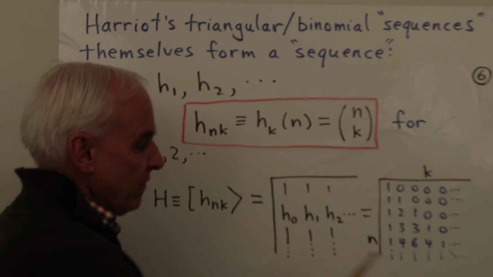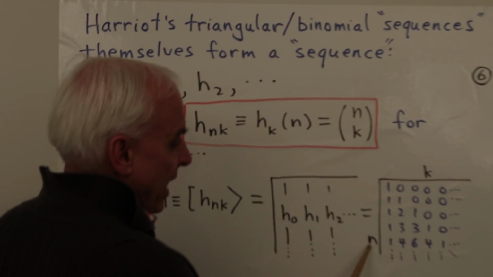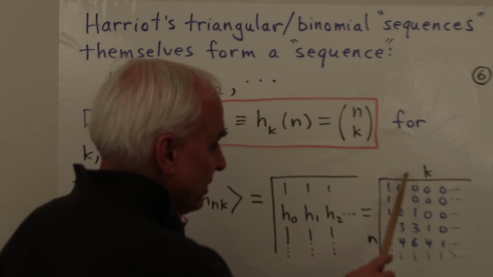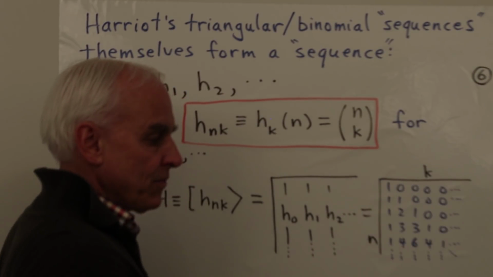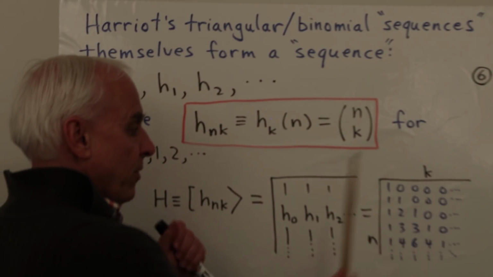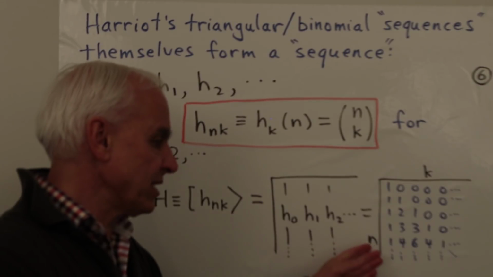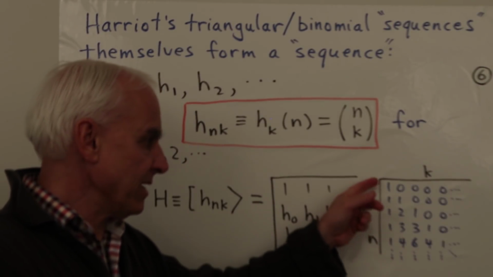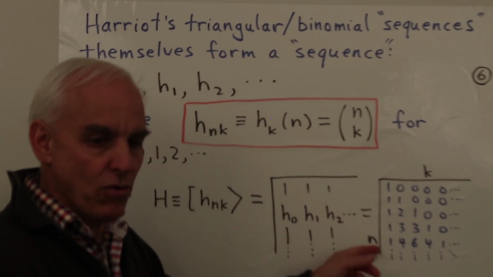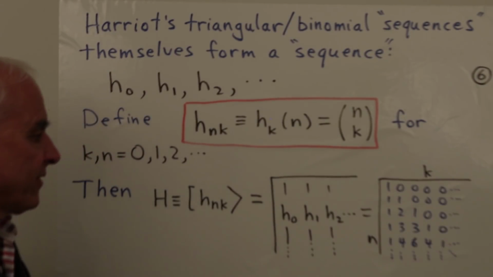So this entry 4, for example, would be the case where n is 4, counting 0, 1, 2, 3, 4, and k is 3, counting 0, 1, 2, 3. So that would be h sub 4, 3, which is the usual way you would read this matrix if you were remembering that the indexing starts with 0. You denote the row number first, and then you write down the column number, and that's the index.